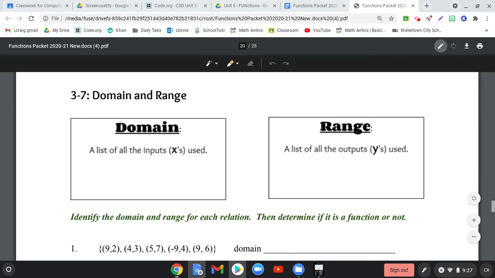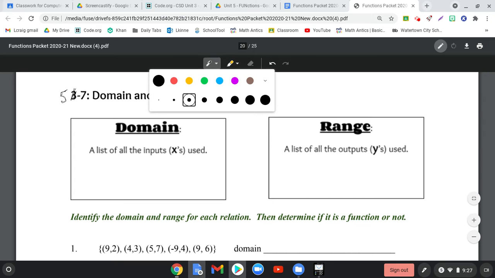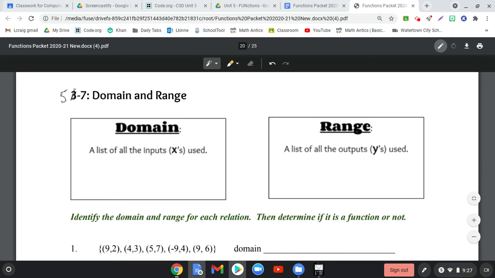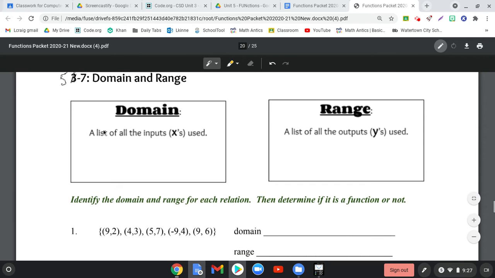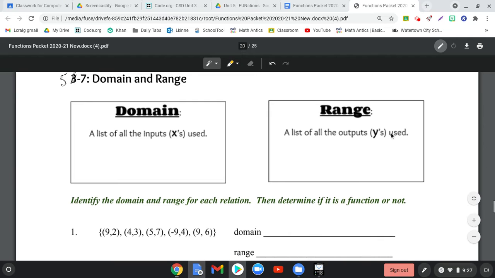Hey everybody, welcome back. Today we're going to talk about the last lesson, which is domain and range. Remember, this is Unit 5. So I may break this into two separate videos if it gets to be too long, but we'll see. All right, so domain and range, we've talked a little bit about this before, right on the first day.